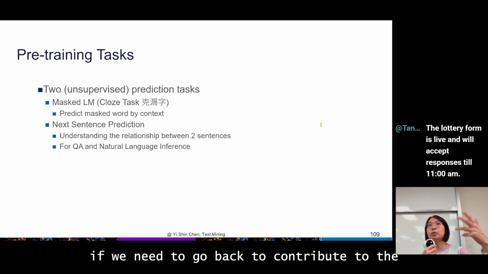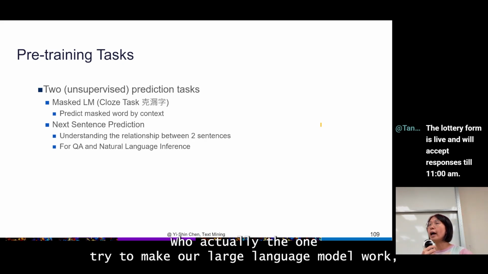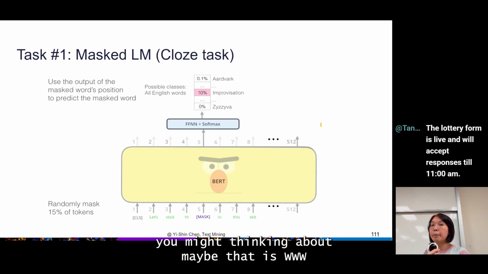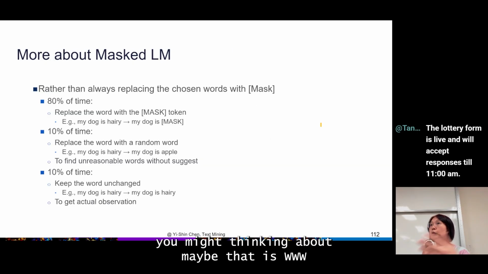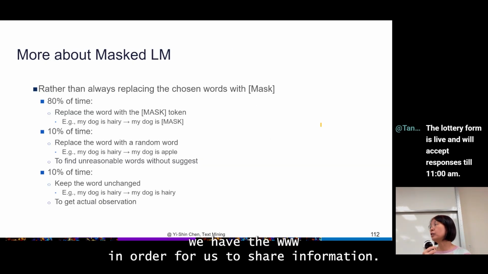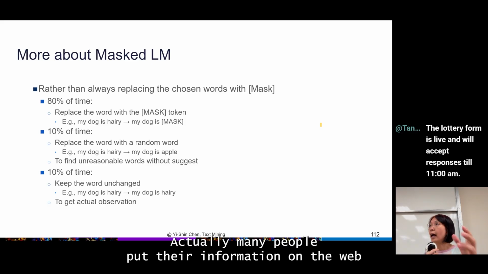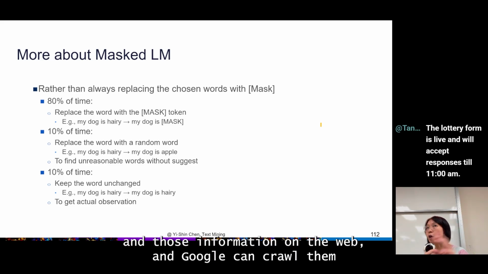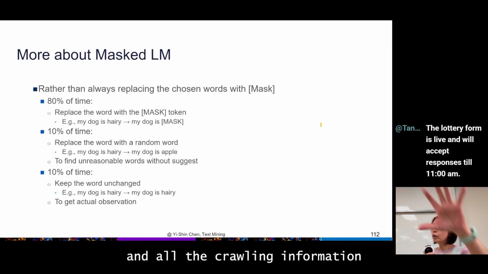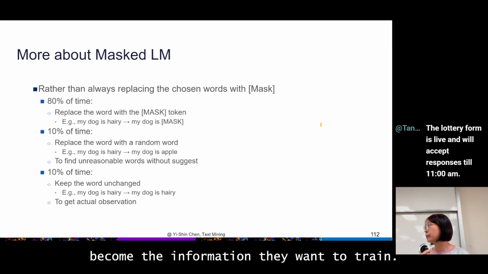If we go back to who actually tried to make our large language model work, you might think about the www. Tim Berners-Lee created the triple W in order for us to share information. So then you have Wikipedia, and many people put their information on the web. And Google can crawl that information, and all the crawled information becomes the information they want to train on.